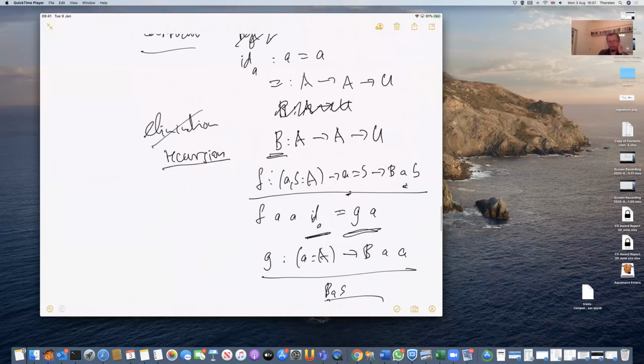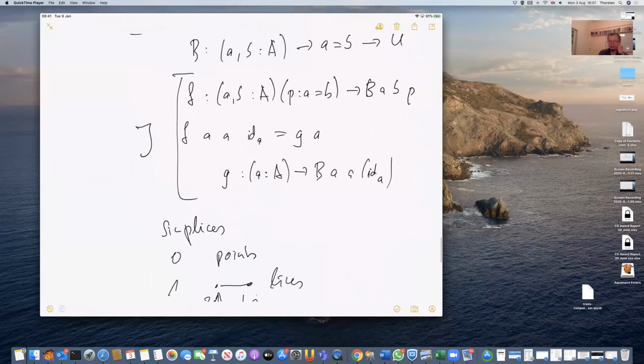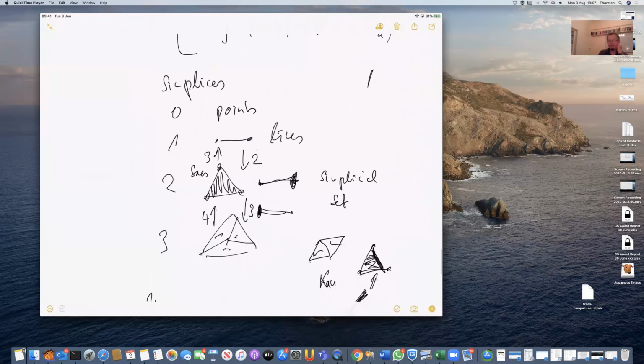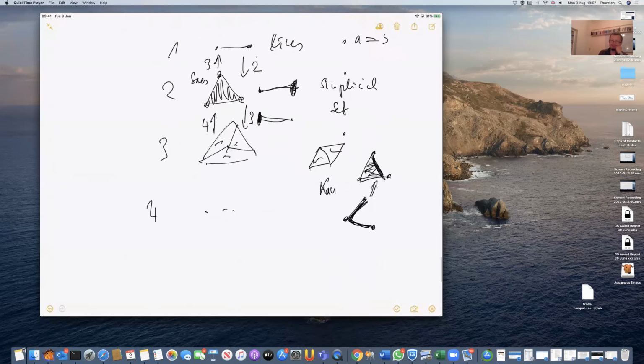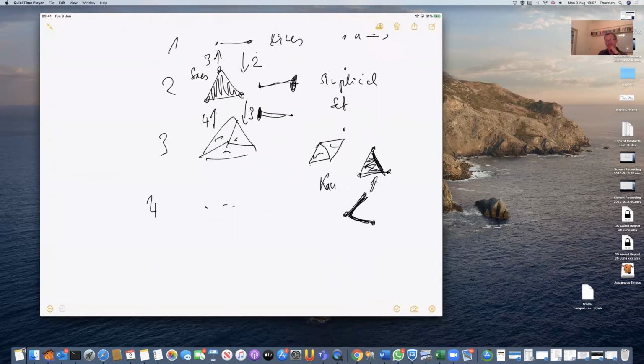If you just say you have a Kan simplicial set, so what's the idea? If you have a type A, the points are the elements of A, and the lines are the equalities. And then these are equalities of equalities, and these are equalities of equalities of equalities, and so on. And this geometric picture exactly captures this apparently very abstract idea of what an infinity groupoid is.